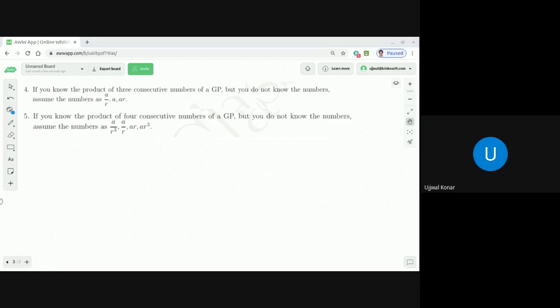Great. Now let's go to the next one. If there are 5 consecutive terms in GP whose product is known to you, then how do you choose the numbers, dear students? So let me repeat. If you know the product of 5 consecutive numbers of a GP, but you do not know the numbers, what will be those numbers? This will be A by R square, A by R, AR and AR square.